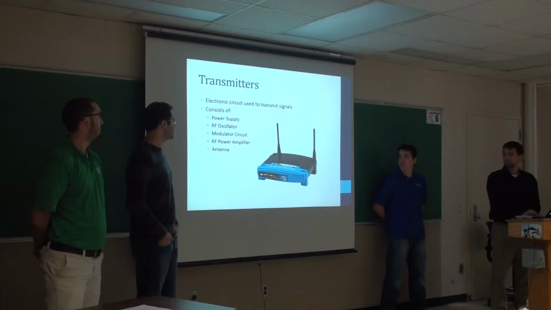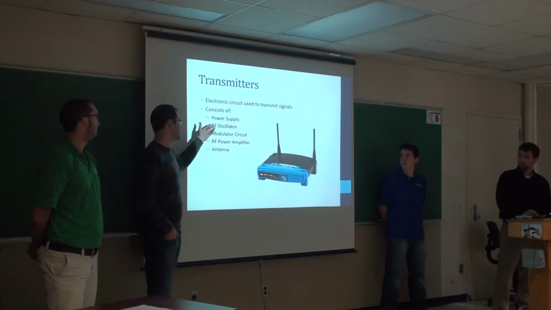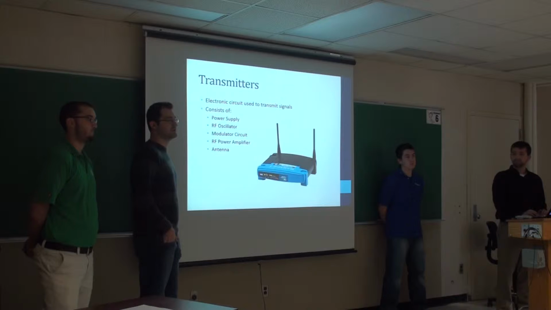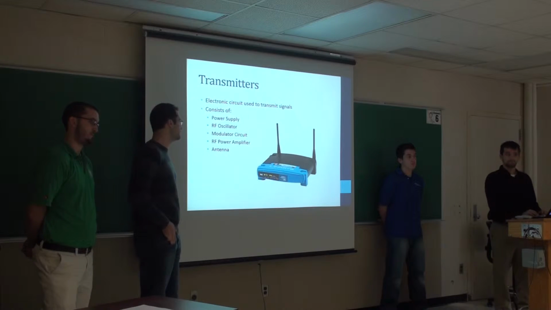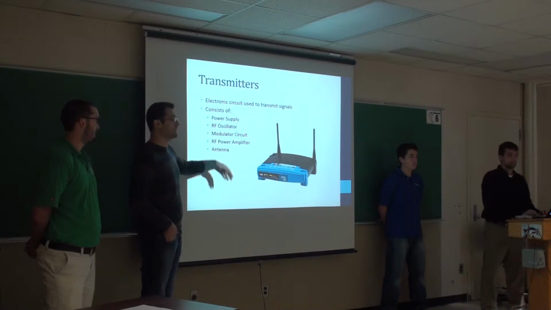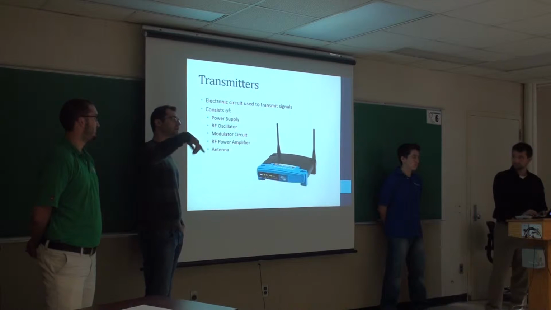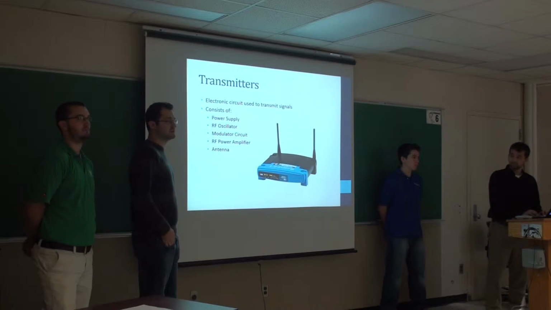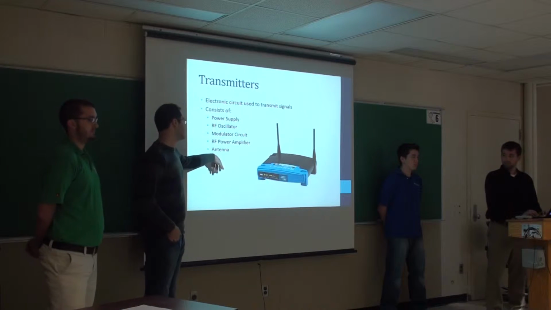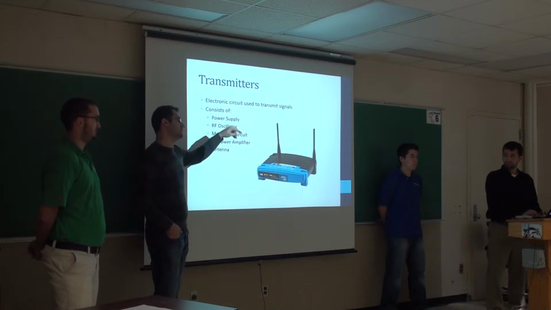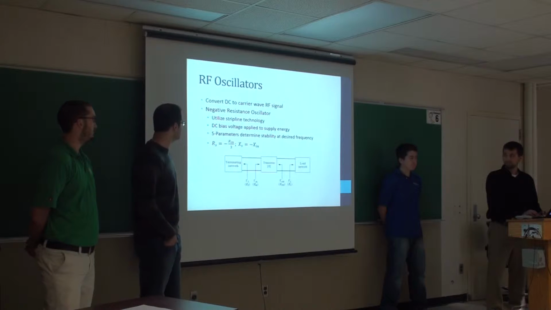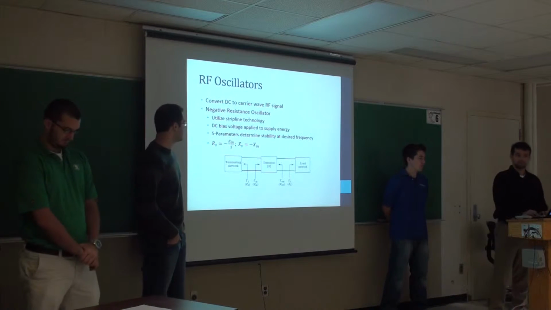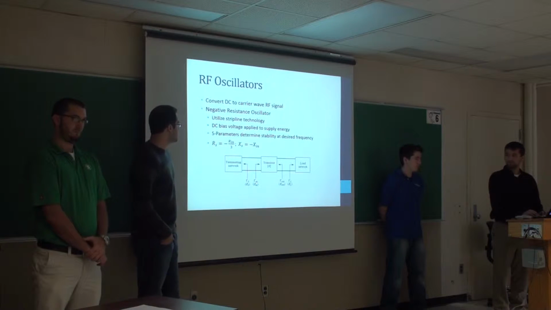Transmitter, like I mentioned, is going to transmit a signal. It consists of a power supply. Then you have an RF oscillator that creates the carrier wave oscillation signal. A modulator will add information to that carrier wave. The power amplifier will amplify the signal and then send that out to the antenna that will convert it into electromagnetic waves.